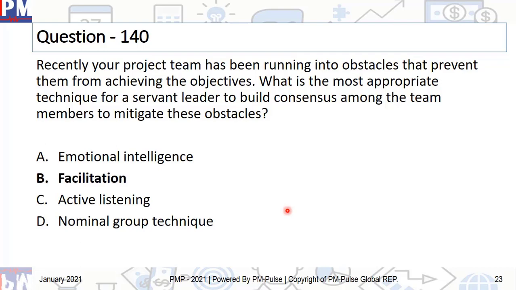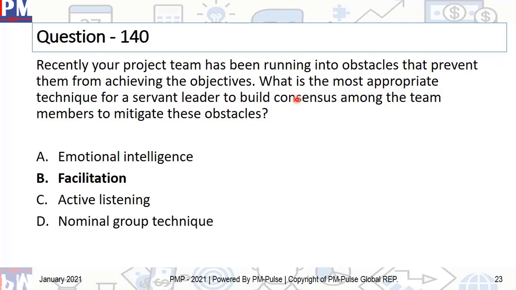And the correct answer is B, facilitation. So, what is the most appropriate technique for a servant leader to build consensus? I think we've talked about it earlier in one of the sets. While this is a recurring thing which shows up in PMP exams quite often, I'm repeating it. Of course, this question is slightly different from the previous one, but it's a recurring thing, and you should pay attention to this.